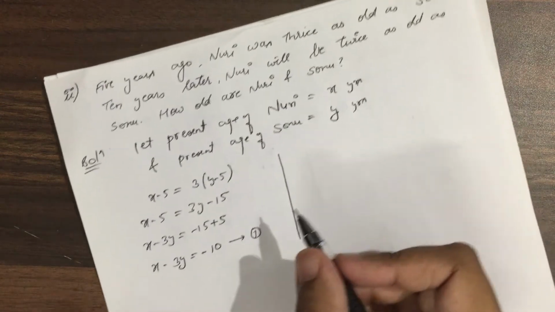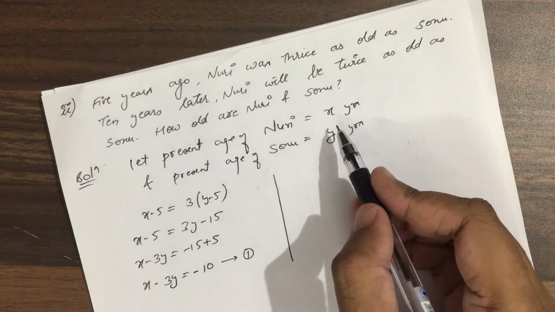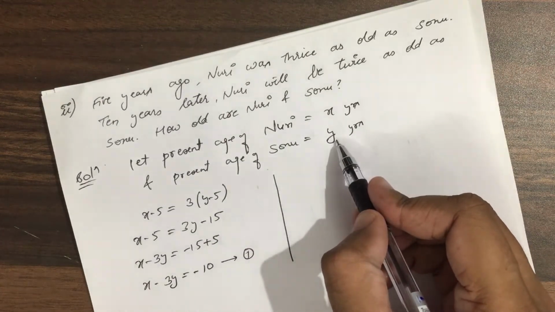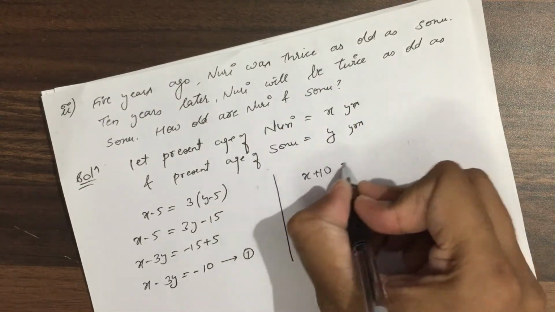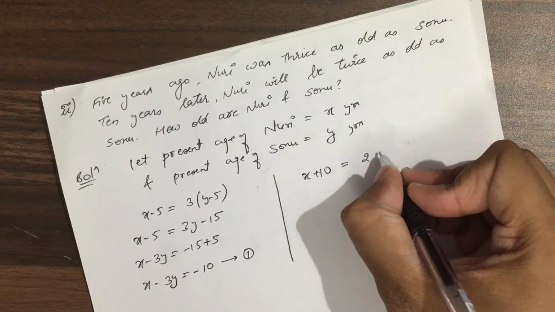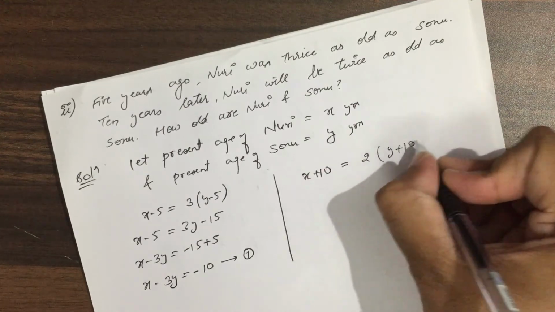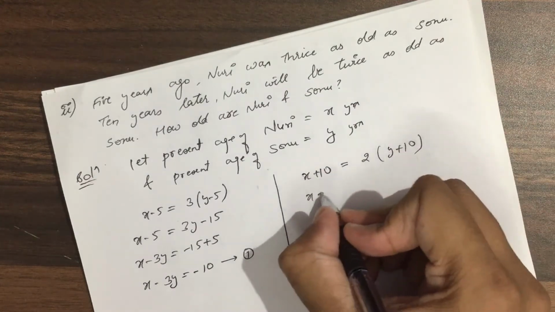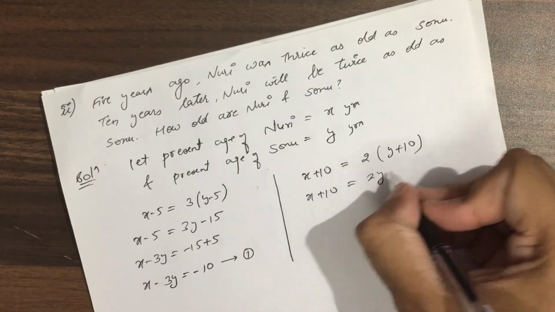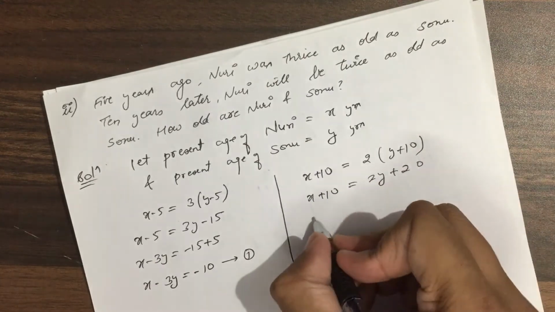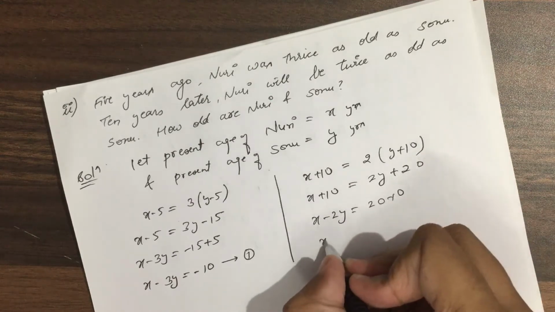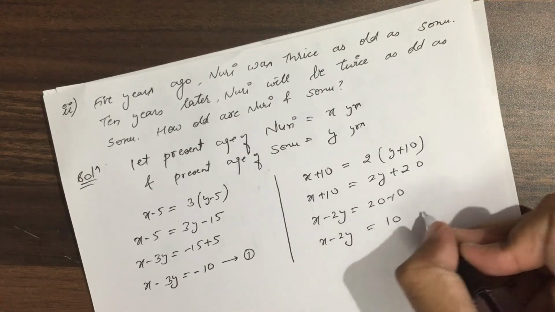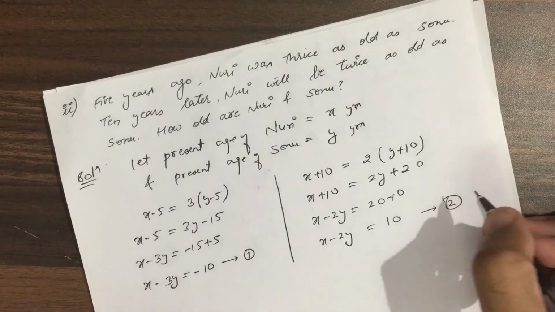Now second condition, 10 years later. So their ages will be x plus 10 and y plus 10. So 10 years later Nuri's age is x plus 10. Nuri will be twice as old as Sonu. Sonu's age 10 years later will be y plus 10. Again solve it. 2y plus 20. This will give you x minus 2y equal to 20 minus 10. X minus 2y equal to 10. This is your equation 2.